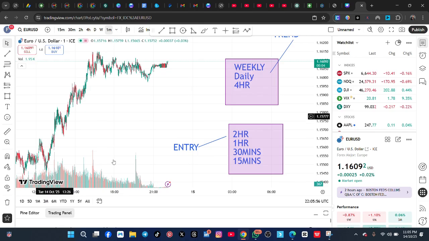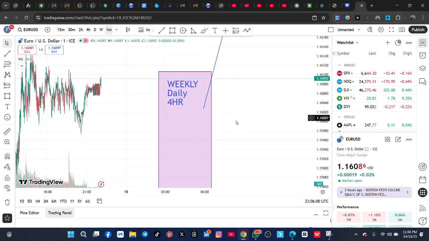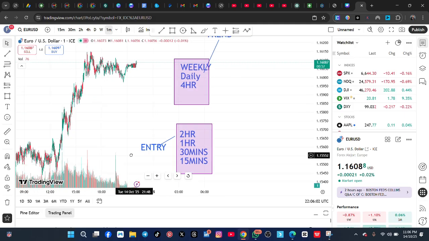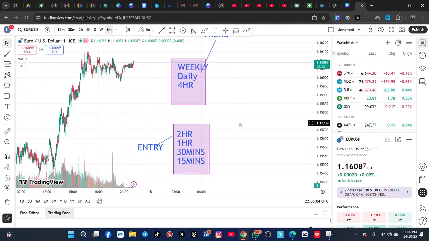Now, before I go in, let me explain this. I divide the time frames that are more important to me into two. I divide the weekly, the daily, the 4 hour into one, and then I divide the 2 hours, the 1 hour, the 30 minutes, the 15 minutes into one.